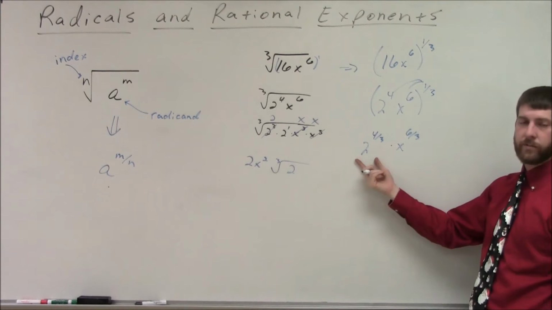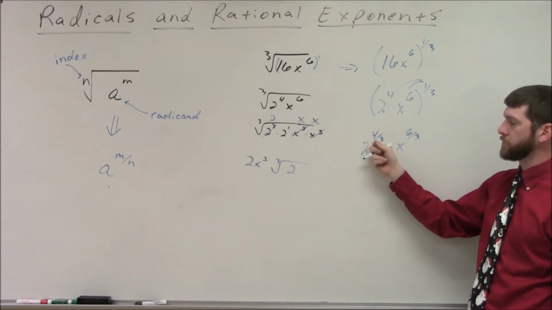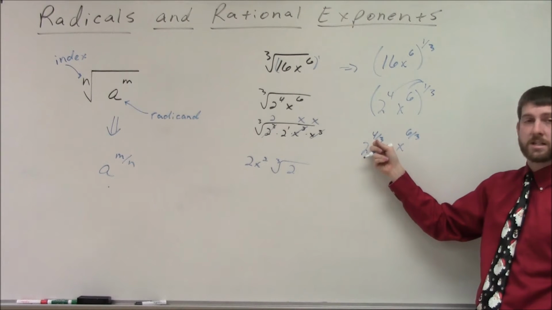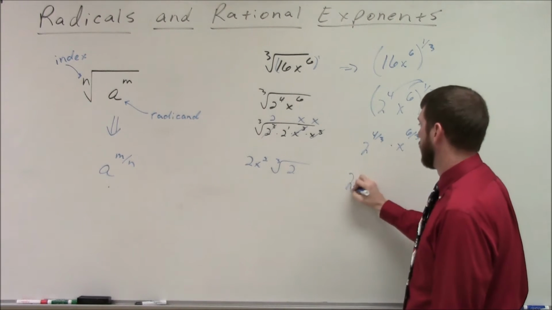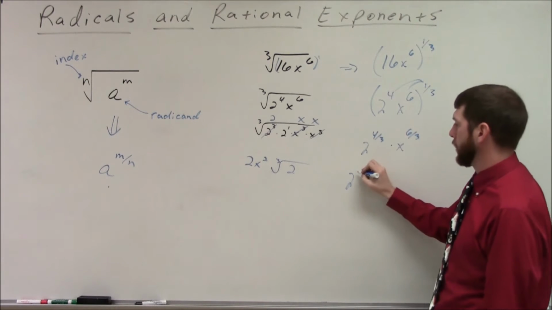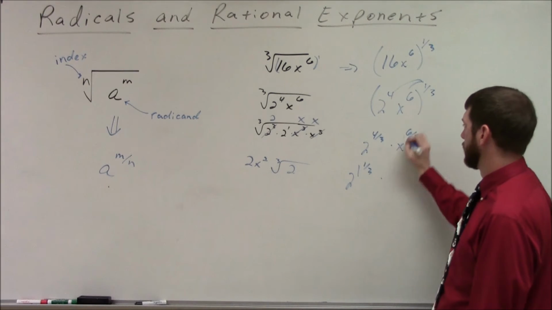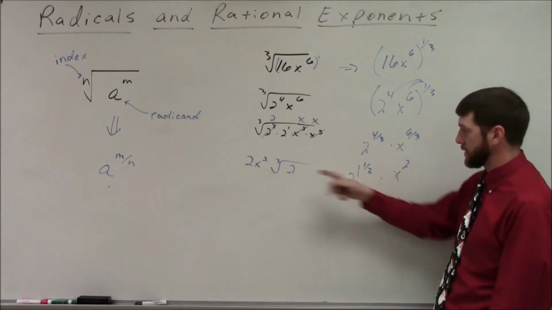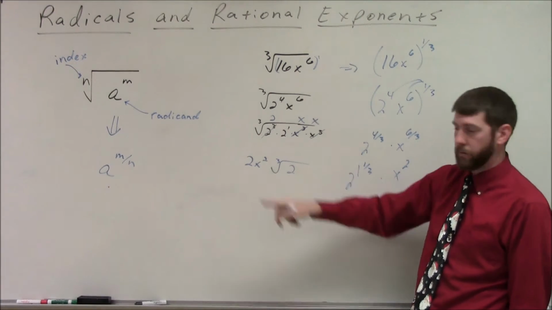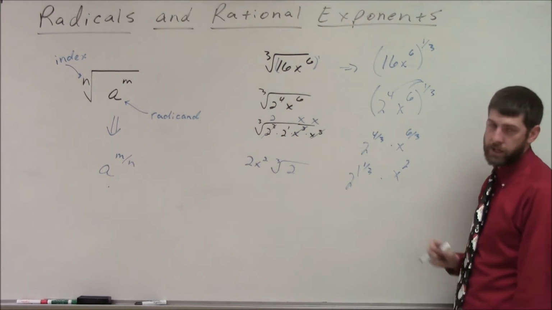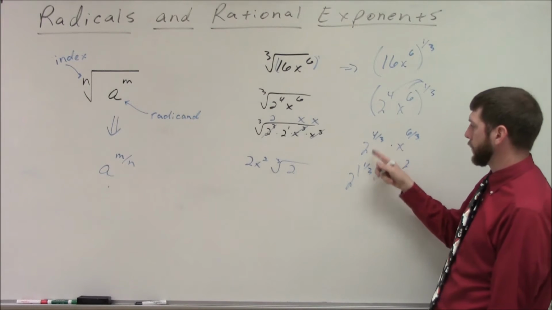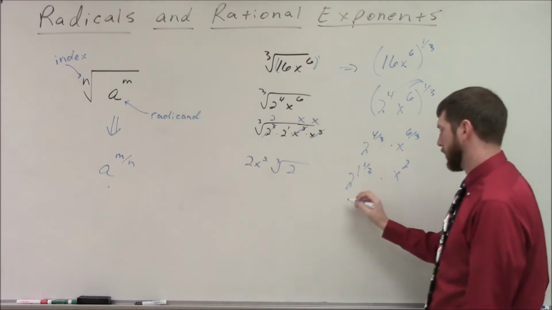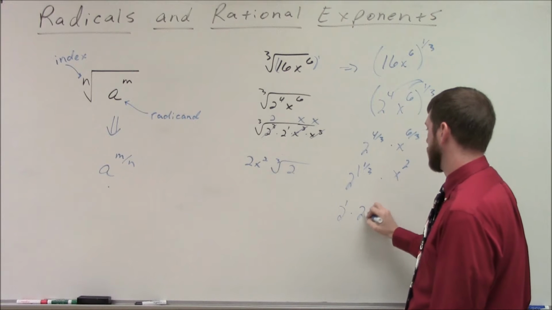Then we go through and let's evaluate, or change this form here, and see how many sets of 3 do I have. Well, 4/3 is 1 1/3. 6/3 is 2. So we've already taken care of and found the x squared that we had out there with no other x's left over. Well, when I take 4/3 and make it 1 1/3, that's 2 to the first times 2 to the 1/3.